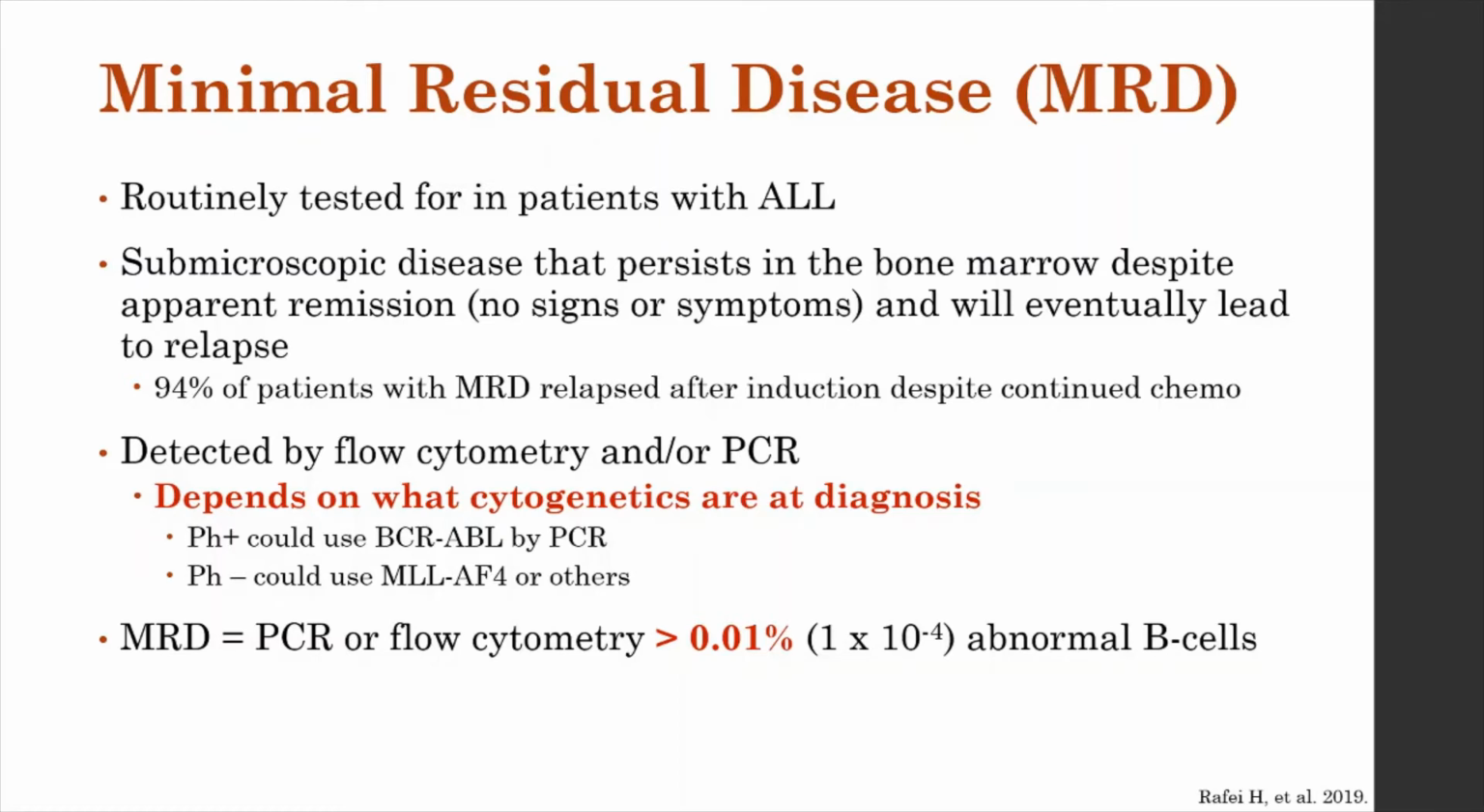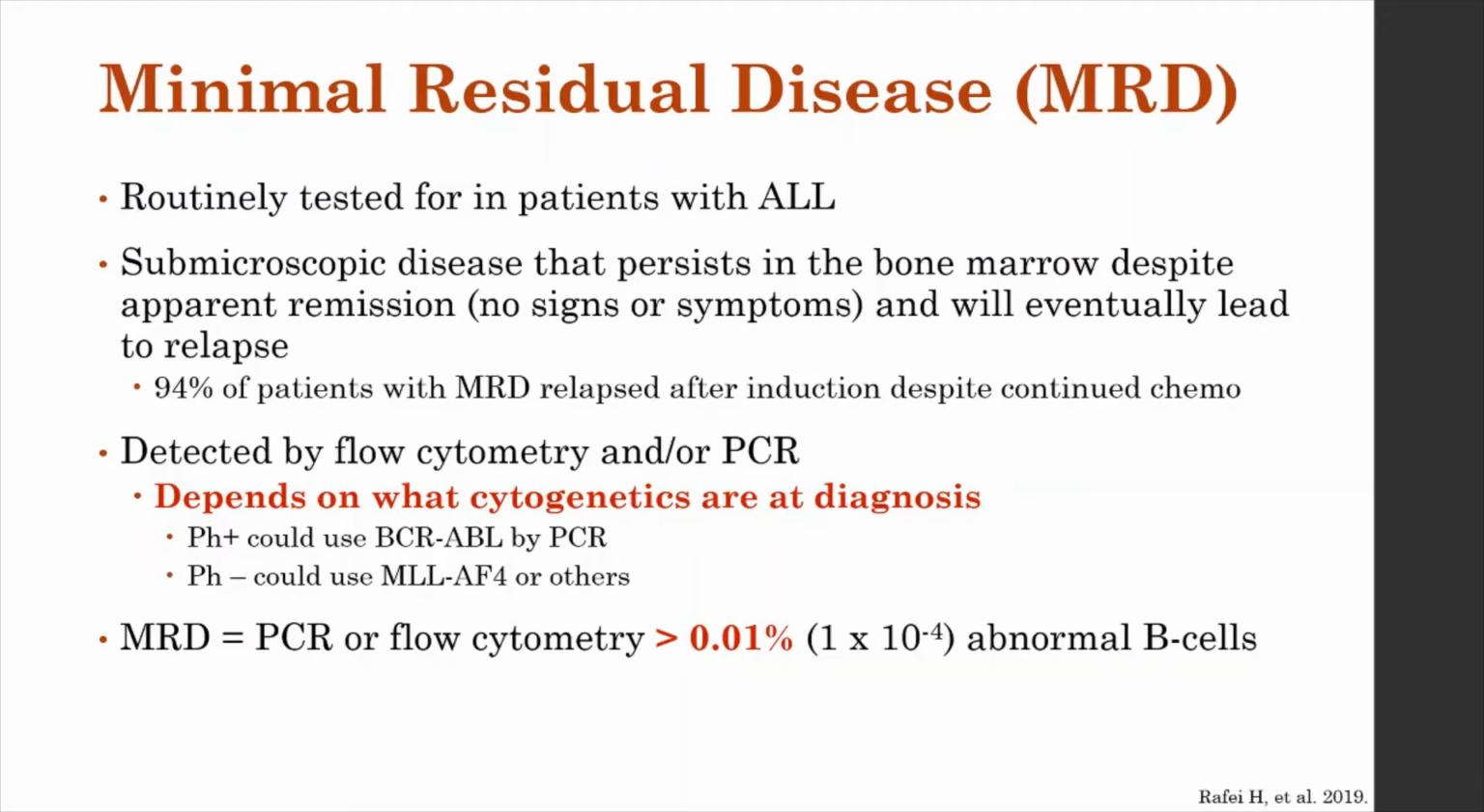And studies show 94% of patients with minimal residual disease will relapse after induction despite continued chemo. It's detected by flow cytometry or PCR, and it really depends on what the cytogenetics were at diagnosis. For example, if a patient is Philadelphia chromosome positive, you can use BCR-ABL by PCR to test for minimal residual disease. And the definition of MRD is if the PCR or flow cytometry shows greater than 0.01% abnormal B cells. And our patient had 0.39% abnormal B cells. So he does have minimal residual disease.